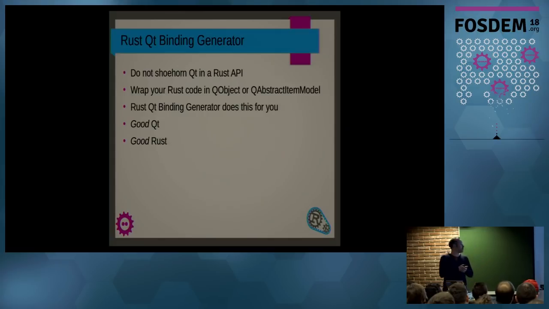So in conclusion, if you want to combine Rust and Qt, you should not, in my opinion at least, shoehorn the whole of Qt into a Rust API, but instead you should wrap your Rust code in a Qt object or a Qt abstract item model, which you can then naturally use in your Qt or QML application. And by doing that, and you don't actually have to do it yourself because the Rust Qt binding generator does it for you, you get good Qt code and good Rust code. That's it.